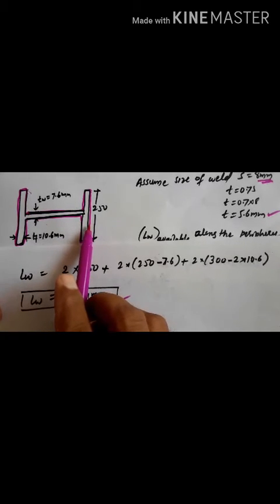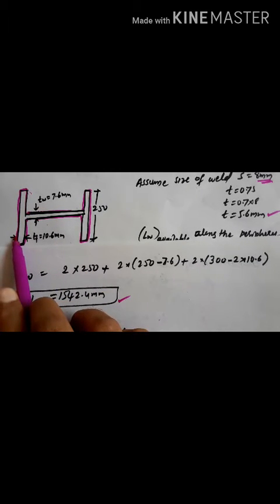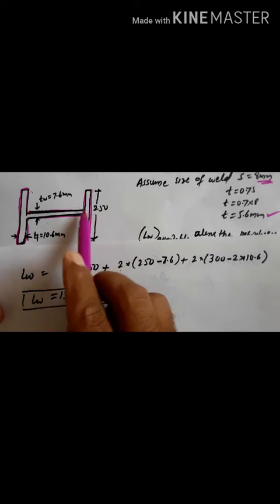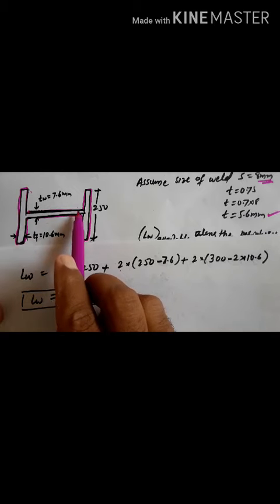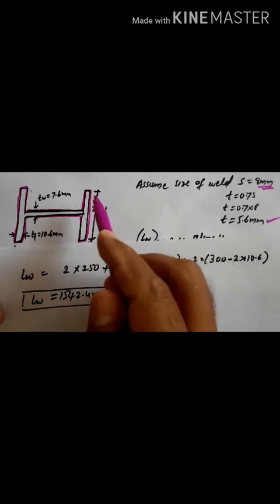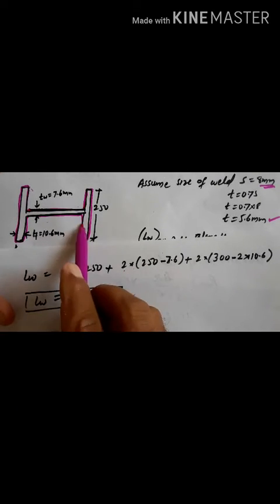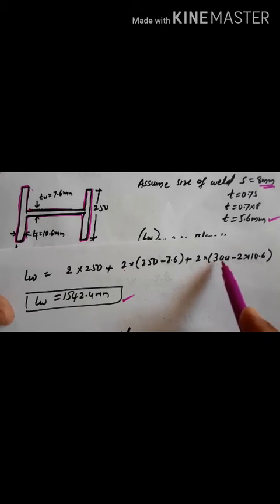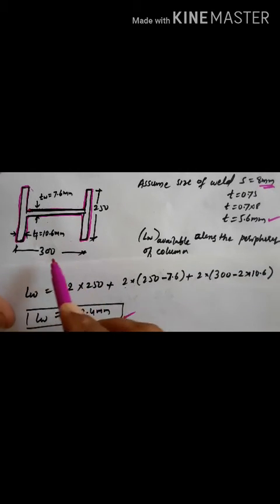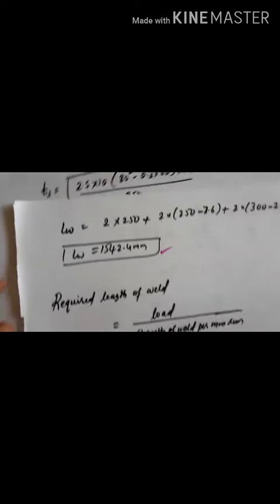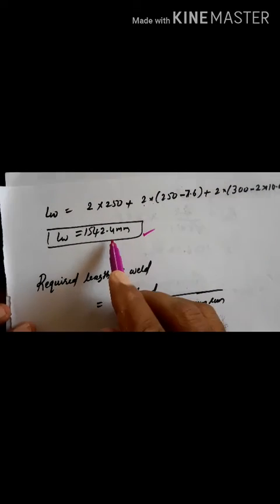Length available 2 into 250, 250 this side and 250 this side. 2 into 250 plus 2 into 250 minus 7.6. If you deduct this one, you will get the inner side. 2 into 250 minus 7.6, because two sides, this side and this side, inner side. Then plus 2 into 300 minus 2 into 10.6. This is 300 minus 2 into 10.6. The available length of the weld is this much.